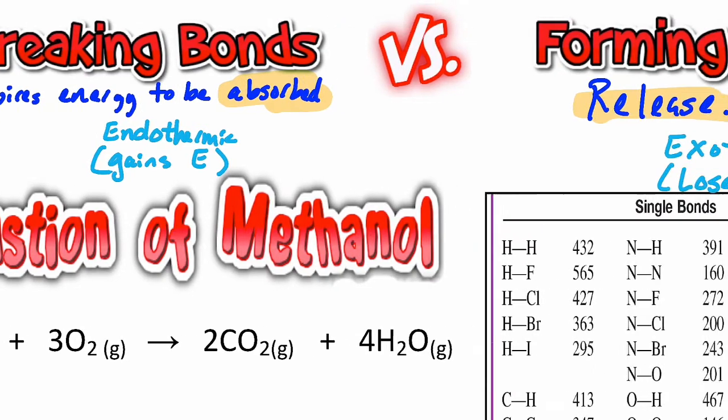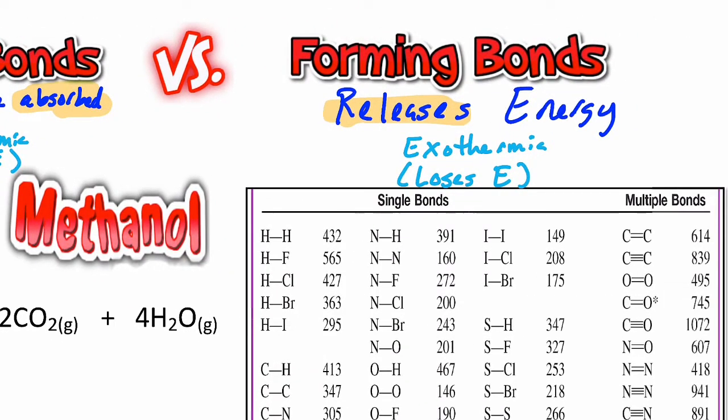When you want to make a bond or form a bond, that is where you release energy. When you are creating those bonds, you are actually at a lower energy state. It's becoming more stable, and the energy that was stored up in those atoms, if they were already broken, is now released, so then they can bond with another atom. So that's exothermic, and it loses energy.